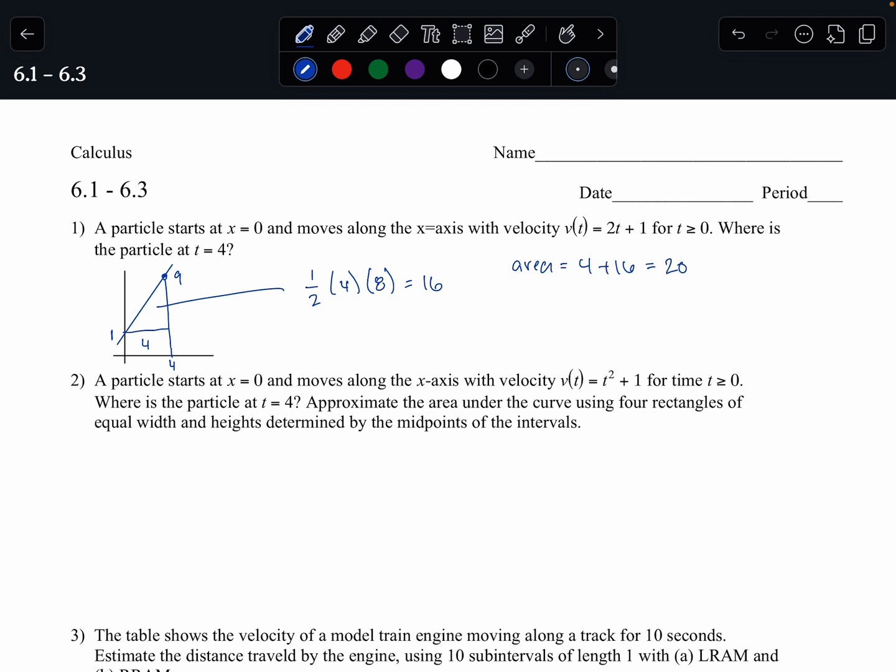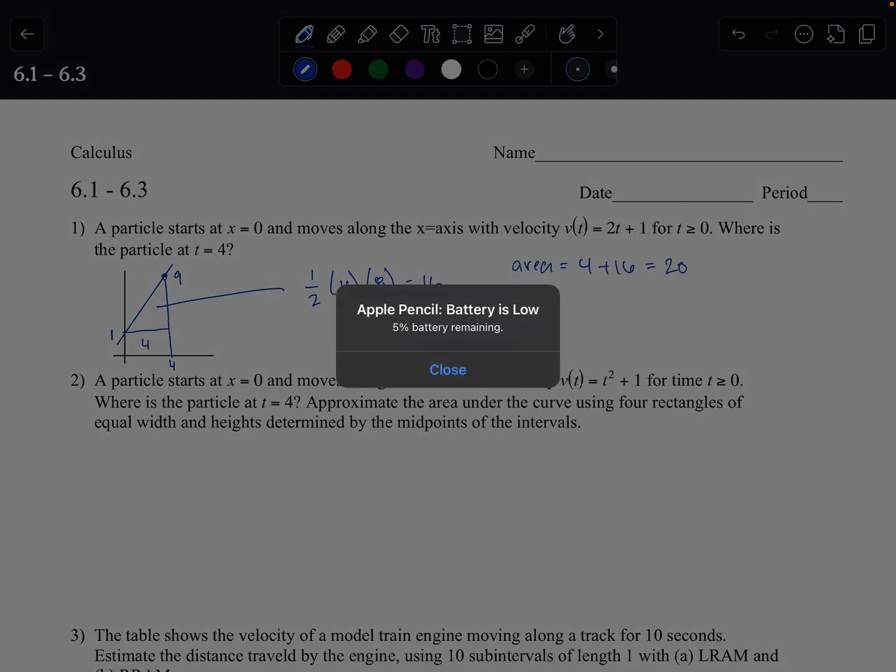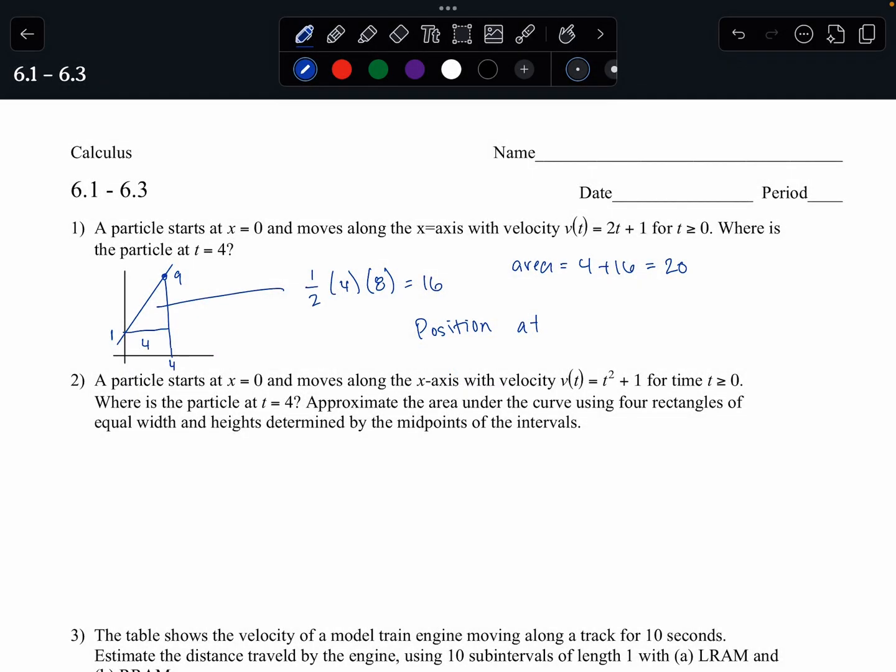And so the position of the particle, since it started at x equals 0, that was the original position, so it started at x equals 0, and it ended at position 20. So position is going to be at 20, whatever units that is. So I guess x equals 20.